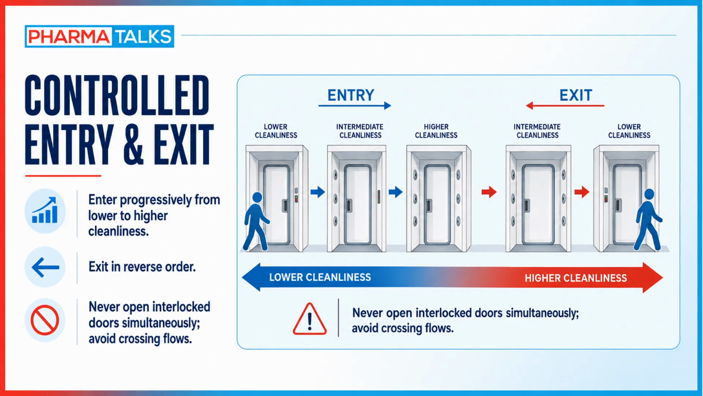Controlled entry and exit. Personnel should enter progressively from areas of lower cleanliness toward areas of higher cleanliness. During exit, the same route is followed in reverse to reduce contamination transfer between zones. Interlocked doors must never be opened at the same time because this can disturb the pressure cascade and airflow direction. Entry and exit routes should also be managed to minimize crossing and unnecessary movement.